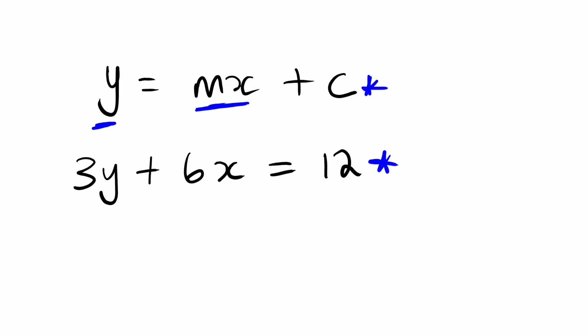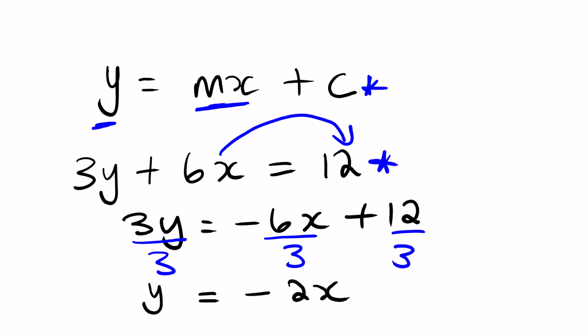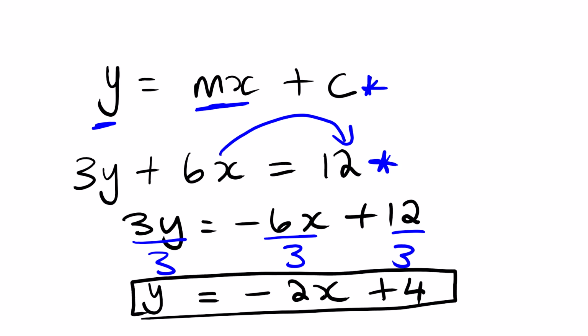We need to standardize. So the first thing that we need to do, we need to transpose this to the other side, and then we are left with 3y equals negative 6x plus 12. From here we divide by 3 throughout. So we are going to have y equals negative 2x plus 4. So this equation is in standard form. In this equation, we cannot say 6 is the gradient. In fact, the gradient is negative 2. So just make sure before you do anything else, you put the equation in standard form.